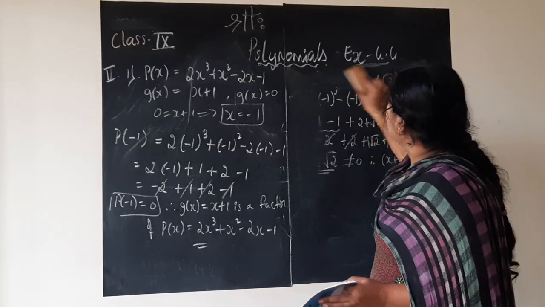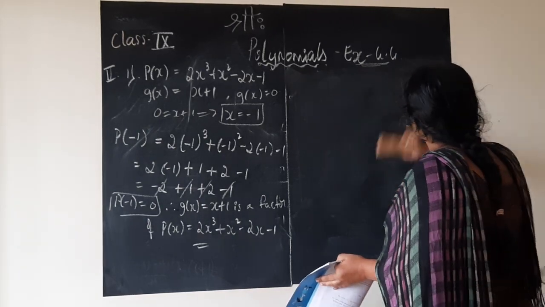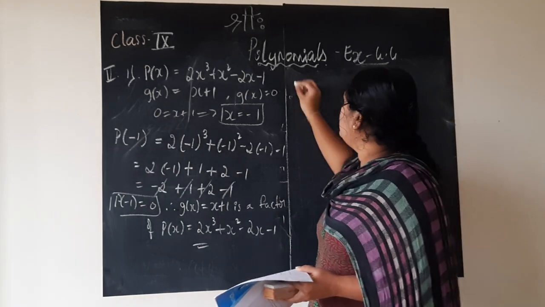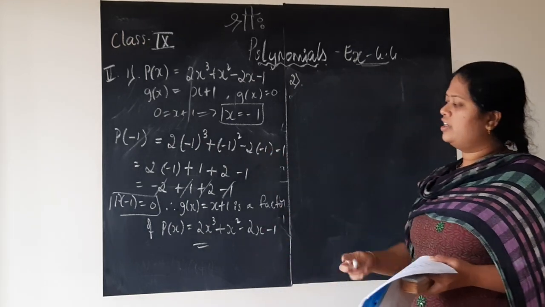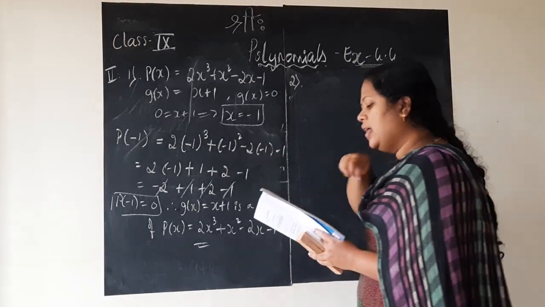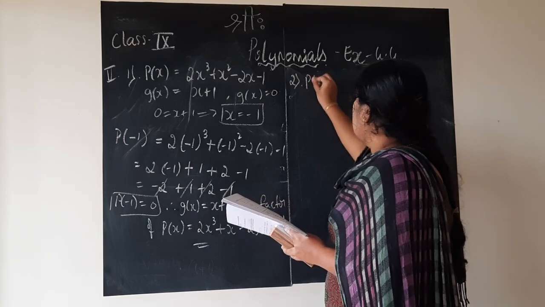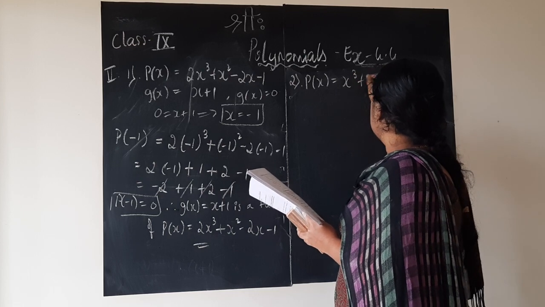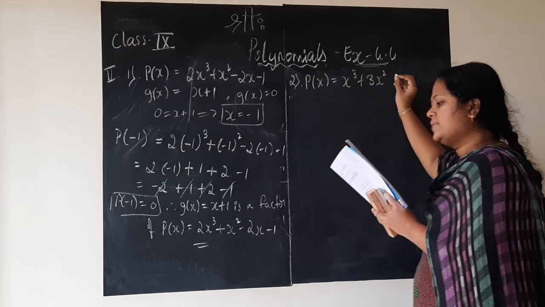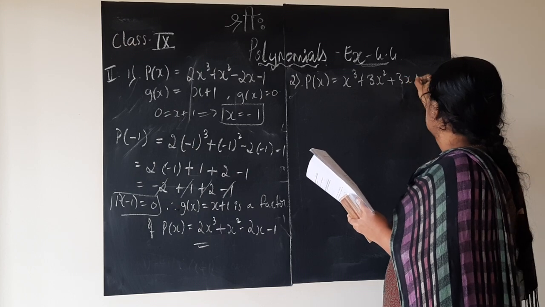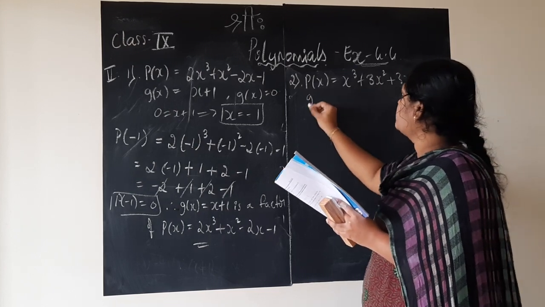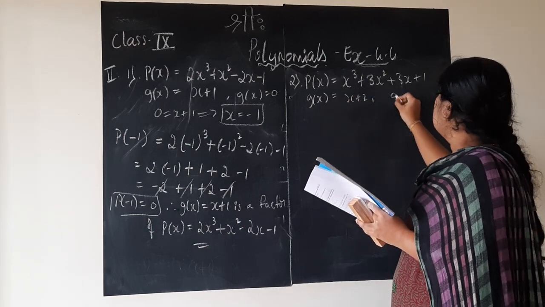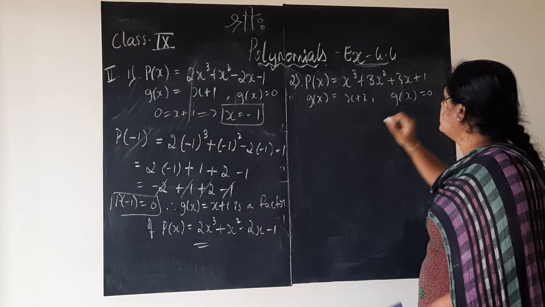Only difference with first main is there common G of x was given, but here for each problem G of x is being given separately, and we need to find out. Again, if you get 0, it is a factor. If you don't get 0, then it is not a factor. So second question, P of x is equal to x cube plus 3x square plus 3x plus 1, and G of x is x plus 2. So what we will do is put G of x is 0.